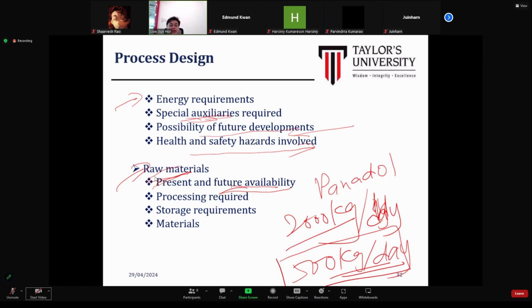Okay, so that's why we need to make sure the supply is continuous. And also, different raw materials require different processing methods. You also need to evaluate the processing method. And also different raw materials require different storage requirements.